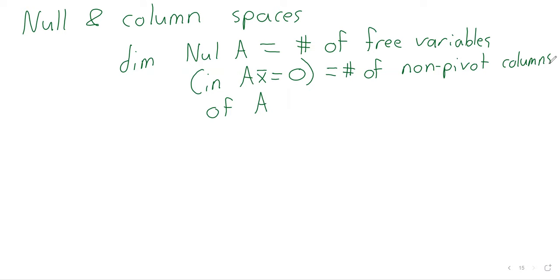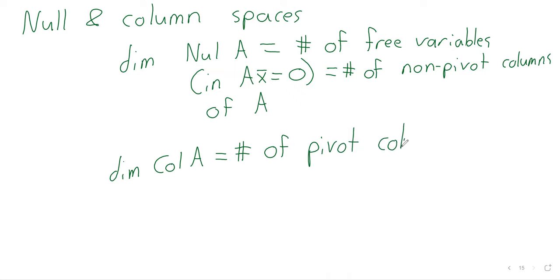Meanwhile, how did we find a basis of the column space? Well, a basis of the column space is gotten by taking all of the pivot columns. So the dimension of the column space is the number of pivot columns.